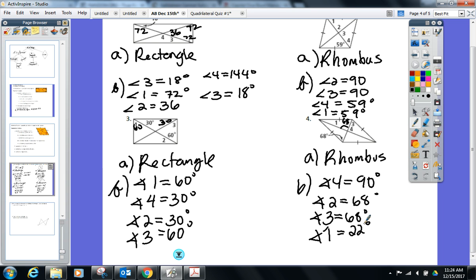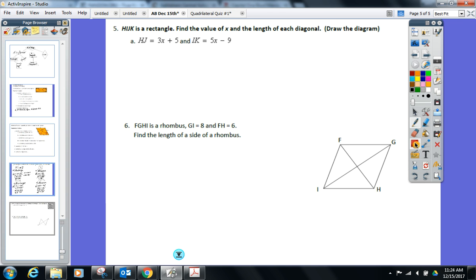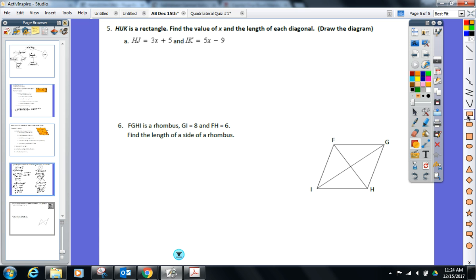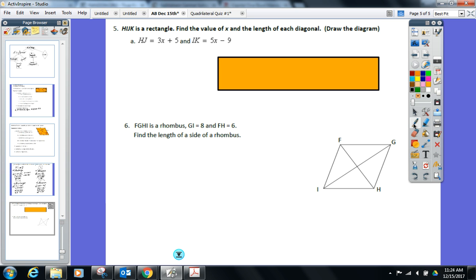Now let's talk about the side lengths. Here we go. Go ahead, set up a diagram. You got a rectangle here. You guys remember how we label any quadrilateral? Start anywhere, but have to go clockwise or counterclockwise. Can't jump diagonally, remember. That's any quadrilateral we talk about. So wherever you want to start, just make sure you go clockwise or counterclockwise.